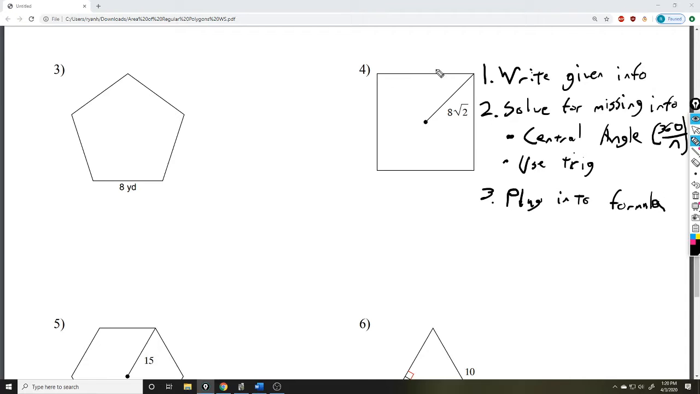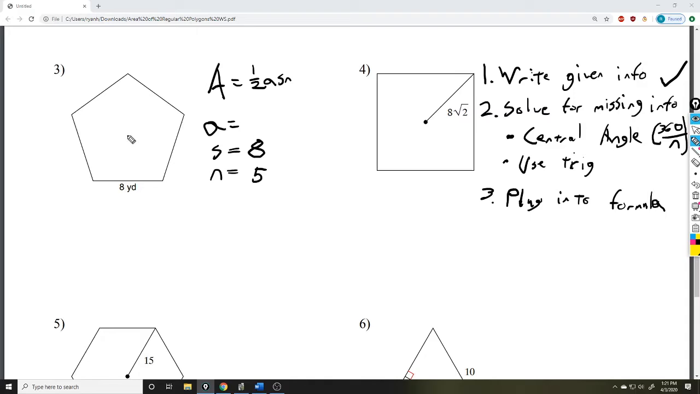Okay, there's a lot of details in these problems, but I want to make sure you don't lose the big picture of what we're doing. So here's an example. It's a pentagon, so it's got 5 sides, so we know that. Here's 8. It is a side length. It's the length of one of the sides. So the apothem is what we don't know. Check. We've written out the given information. Next step, we're going to find the central angle.